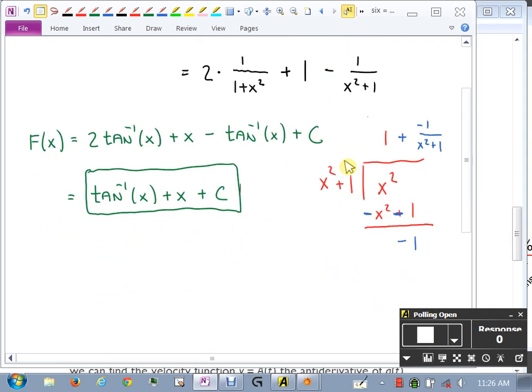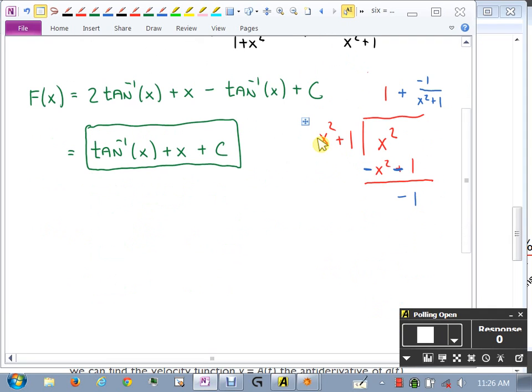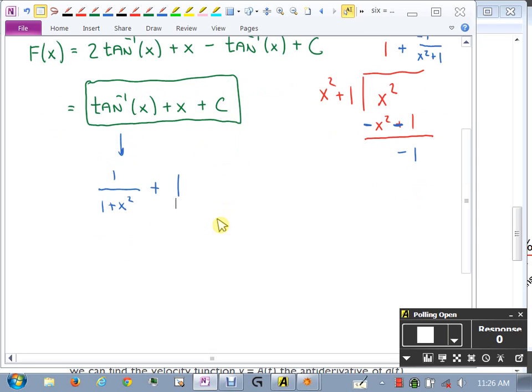Now, the good thing about antiderivatives is that you can always check your answer, right? By taking the derivative. So I'm just going to take the derivative of this real quick and see if we get back what we had. So what's the derivative of arctangent x? So I'm taking the derivative here. 1 over 1 plus x squared. Okay, plus what's the derivative of x? 1, and then what's the derivative of a constant? 0. So this right here is our answer.